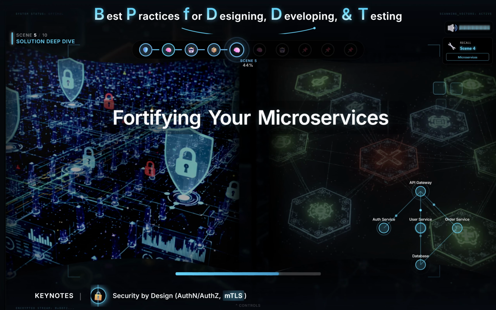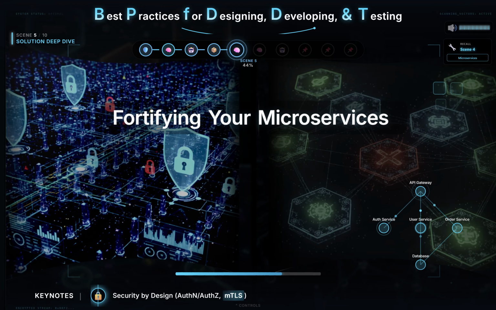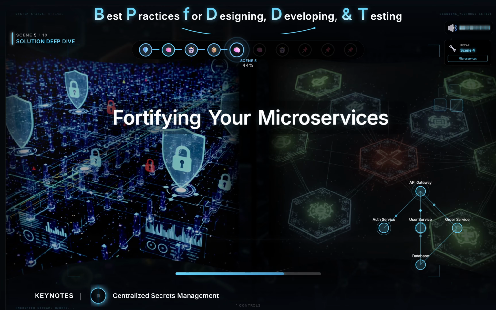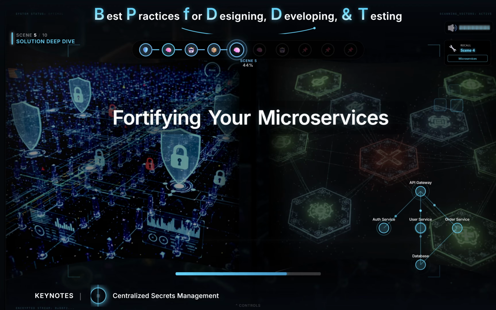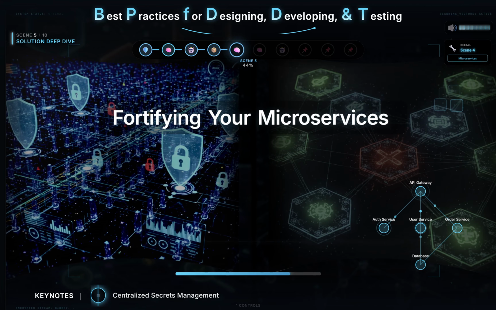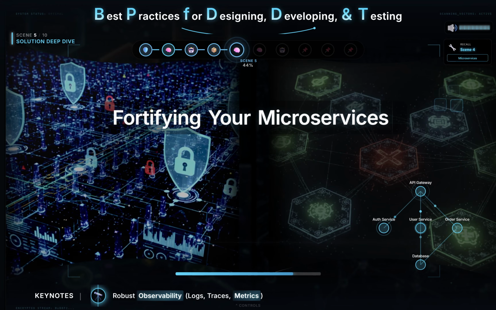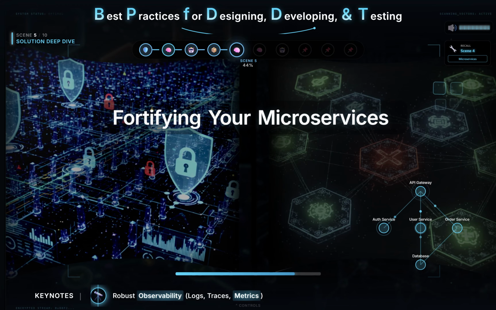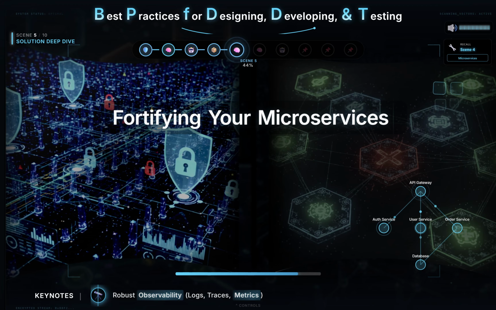Finally, no resilient system is truly resilient without being secure and observable. Securing microservices isn't an afterthought. It's baked in from the start. This means implementing robust authentication and authorization, often at an API gateway level, and securing inter-service communication with mechanisms like mutual TLS, mTLS. Managing secrets and sensitive configuration must be centralized and automated.